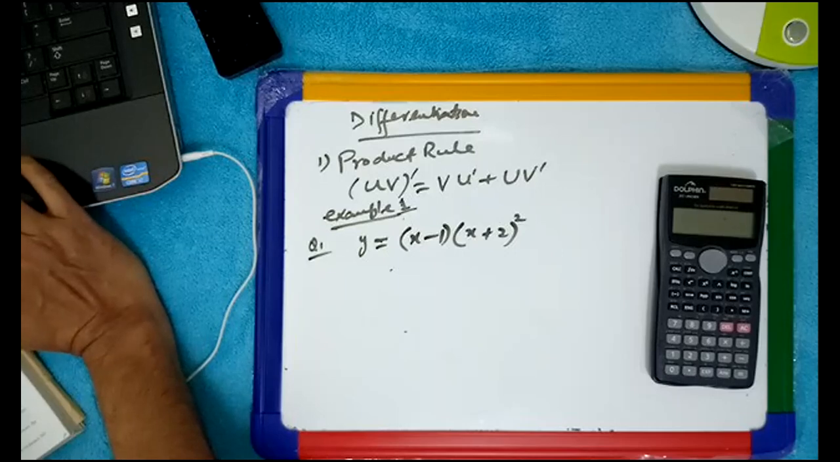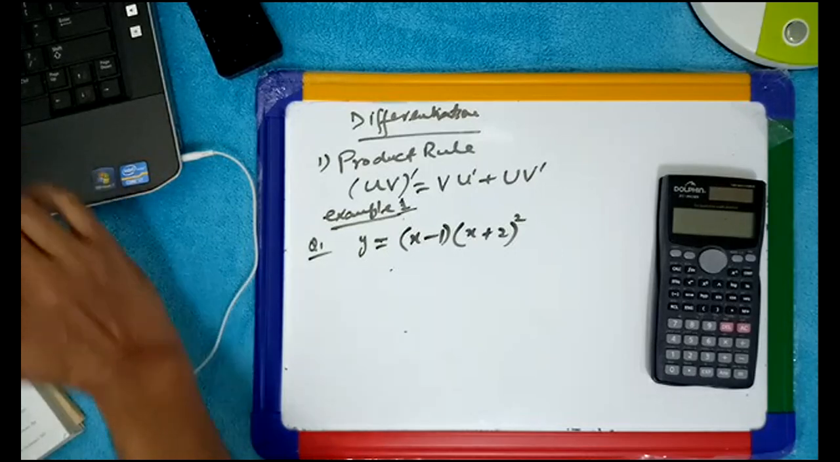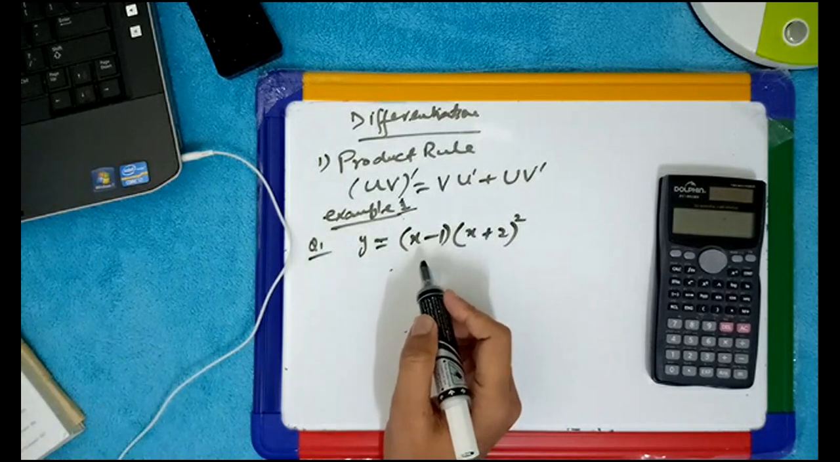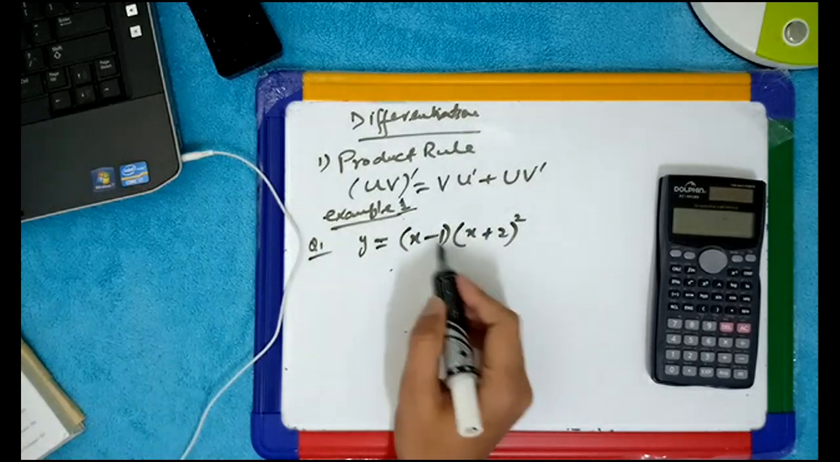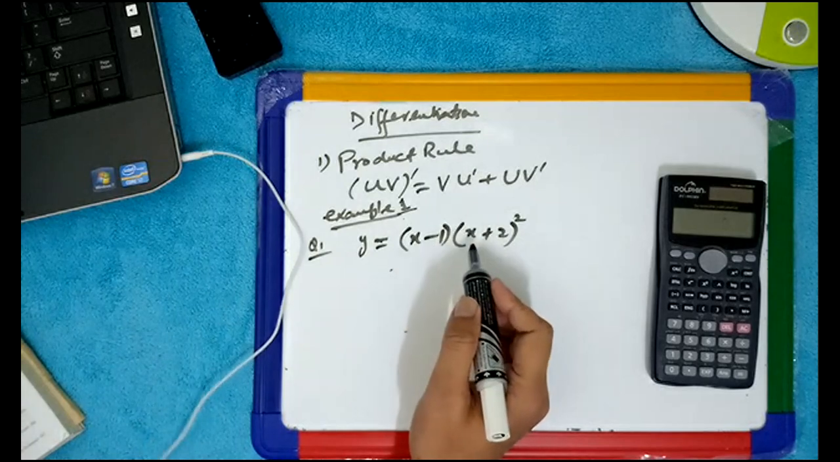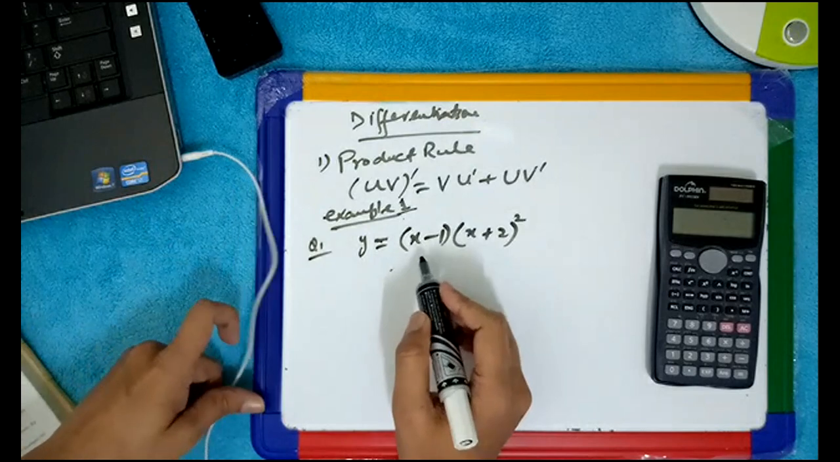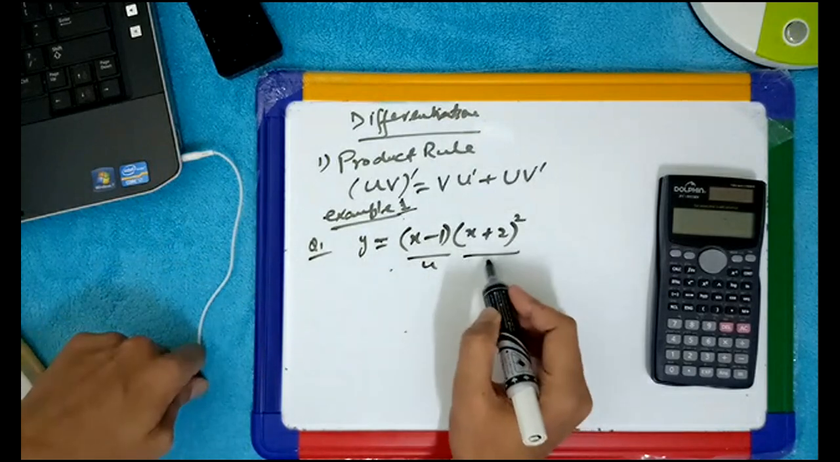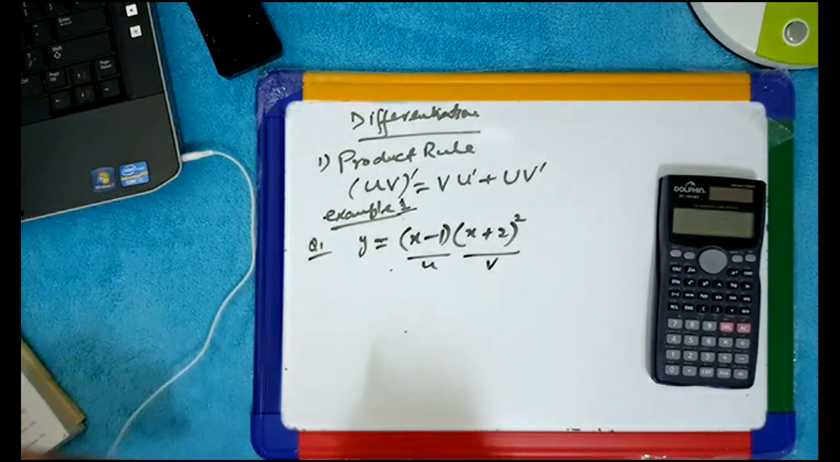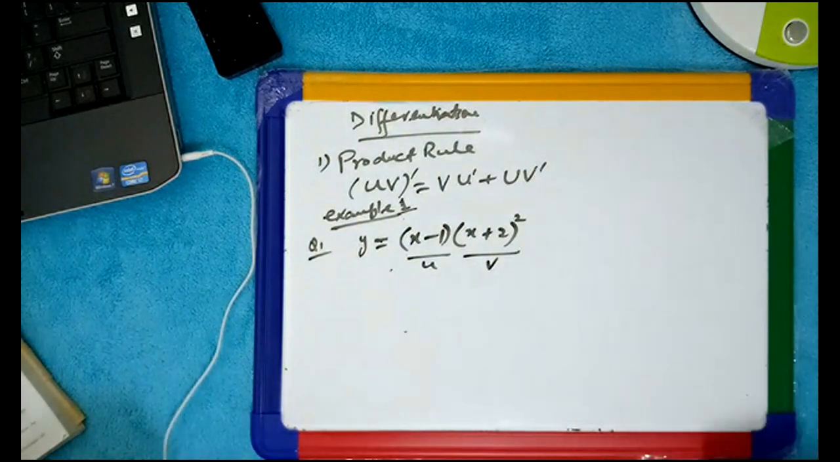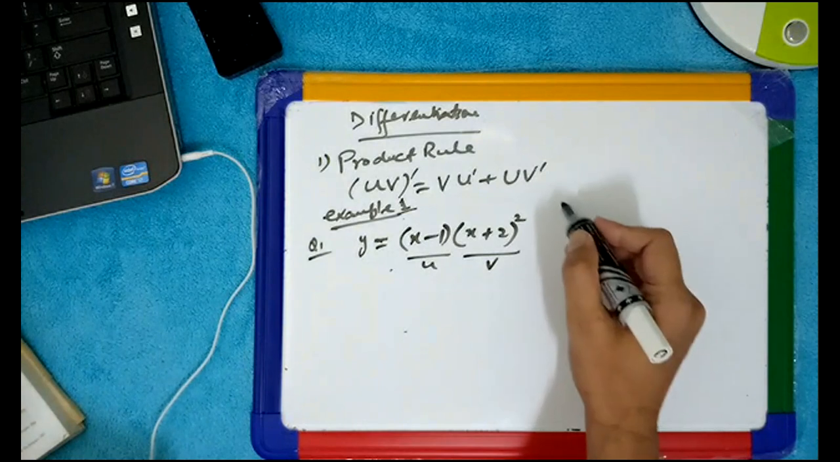So what you will do, you will use a formula for u and v. If such type of function in which you cannot multiply easily, you apply u into v. You take one function as u and the other function as v. Got it? After that, you will find the derivative of both on one side.